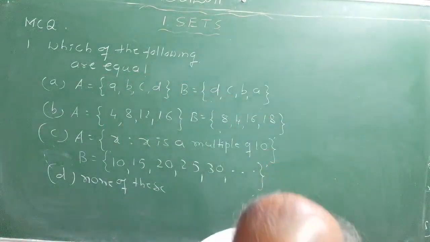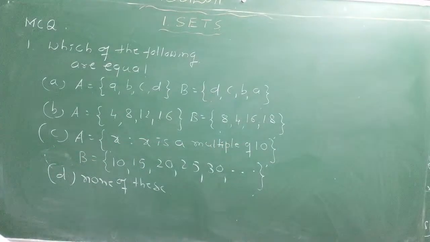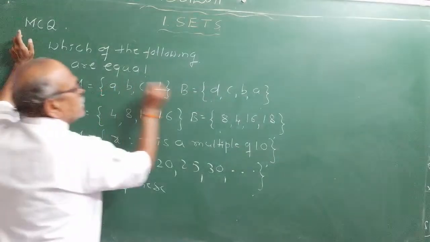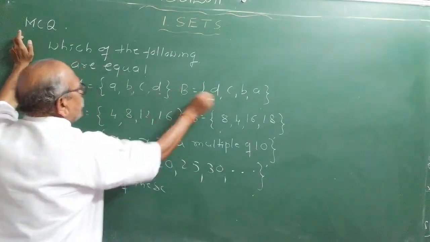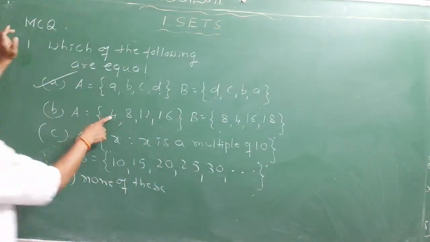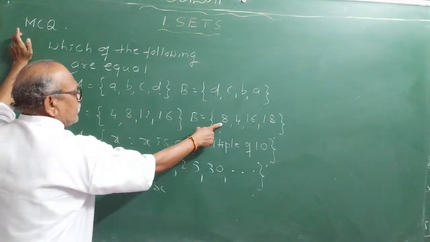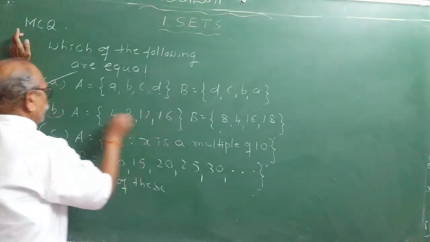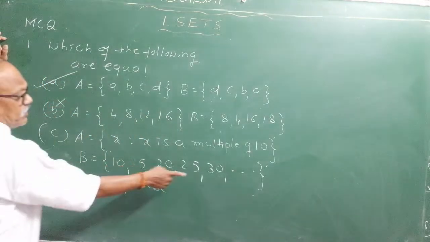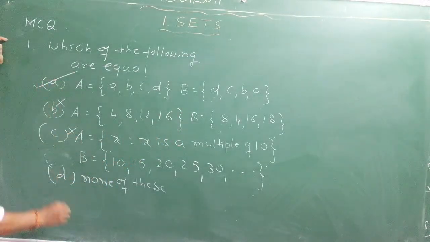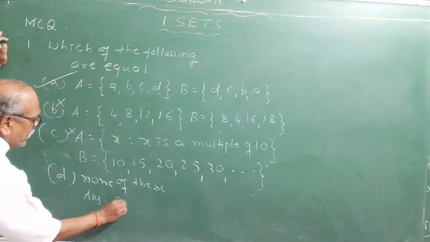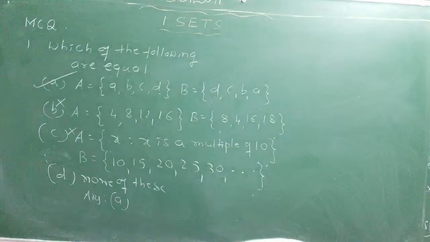Observe. Which is your correct answer? A is the correct answer. A is here, A is here. B is here, B is here. C is here, C is here, D is here, D is here. Why is this not correct? 4 is here, 4 is here. 8 is here, 8 is here. 12 is not there. Therefore, it is not correct. It is not a multiple of 10. Multiples of 10 will be 10, 20, 30, 40. Therefore, this is wrong. Therefore, the correct answer is A. Yes, you are correct. Okay.